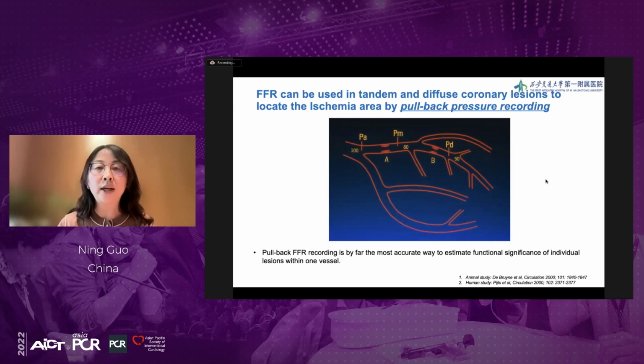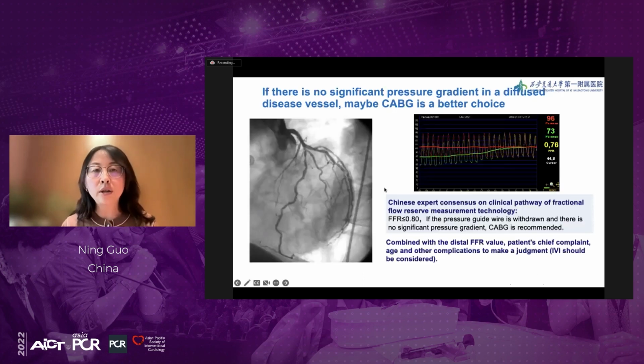And how to do that? We can do pullback pressure recording. And if there is no significant pressure gradient in a diffuse disease vessel, maybe CABG is a better choice. This is from our Chinese expert consensus on clinical pathway of fractional flow reserve measurement technology. And also sometimes combined with distal FFR value, patient's chief complaint, age, and other complications to make a judgment, intravascular imaging should be considered.